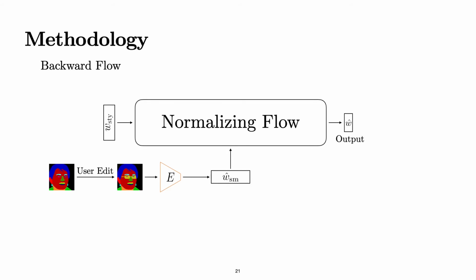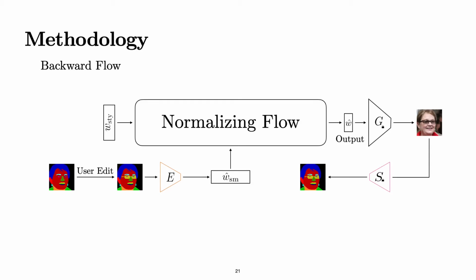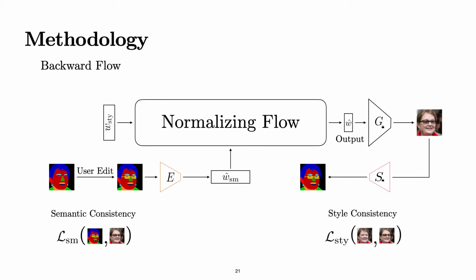This W hat is then fed to the generator model to generate the image and its corresponding semantic mask using the segmenter module. During training, we use two transformation consistency objectives. Semantic consistency, which ensures that edits made in the semantic domain are reflected in the semantics of the generated image. Style consistency, which ensures that the style of the generated image deviates only minimally from the original image.